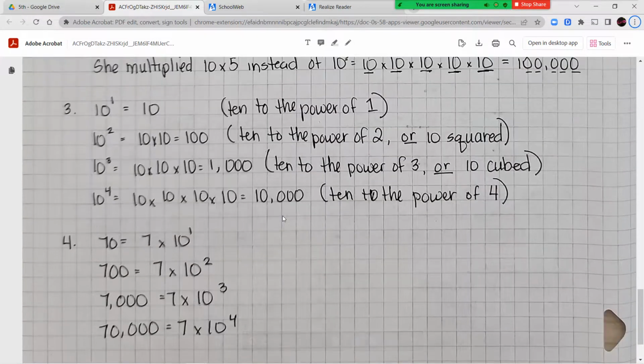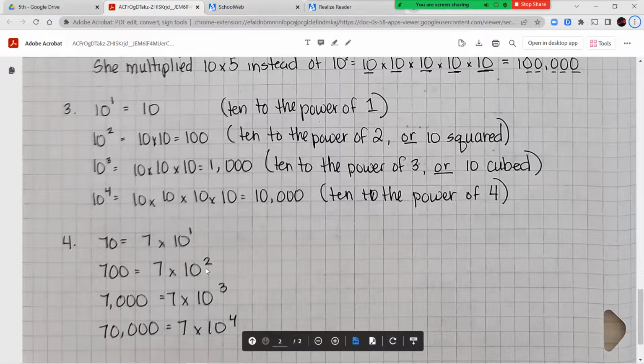And for our last question, number 4, 70 is equal to 7 times 10 to the power of 1. 700 is going to be 7 times 10 to the power of 2, right? 10 to the power of 2 is 100. So 7 times 100 will give you 700. 7 times 10 to the power of 3, so that's 7 times 1,000, right? Because it has 3 zeros, will give you 7,000. And 7 times 10 to the power of 4, or 10,000, will give you 70,000.